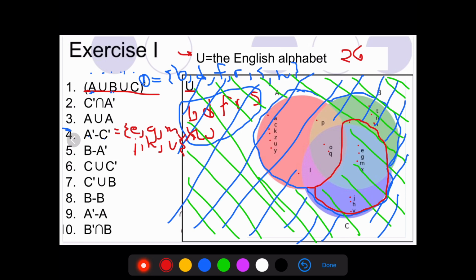So that pretty much covers everything that we need to do with union and intersection and difference. I hope that cleared it up for a lot of people.